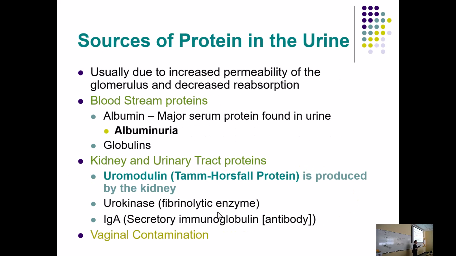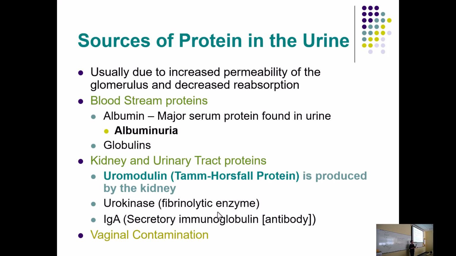So sources of protein in the urine. When we start seeing protein, what's going on? Bloodstream proteins, albumin. Like I said, it's the major serum protein that we find in urine because it's one of the smaller serum proteins, and it's going to be the first one to start sneaking through. It's going to be the first sign that we have this glomerular damage, so we're likely to see more and more of it because it's going to be small enough. When you start getting that damage, more and more is going to come through.